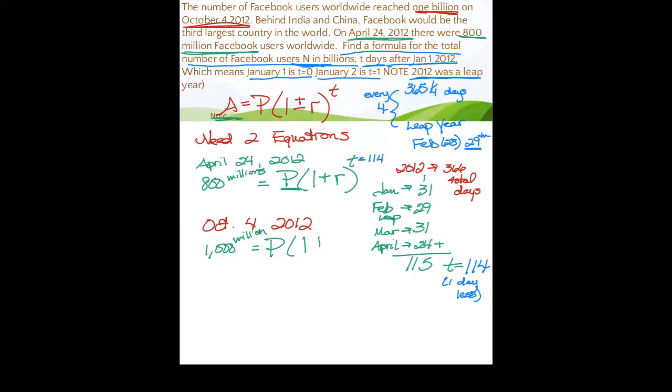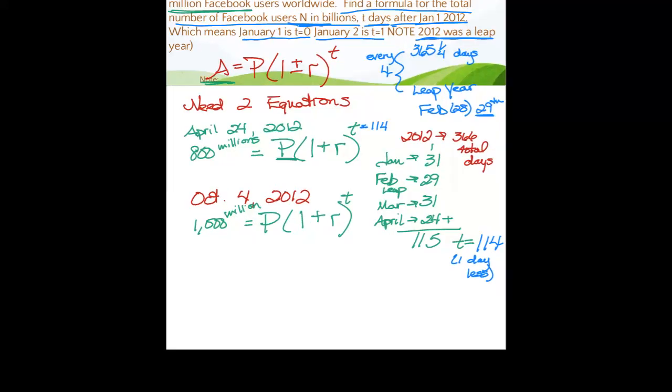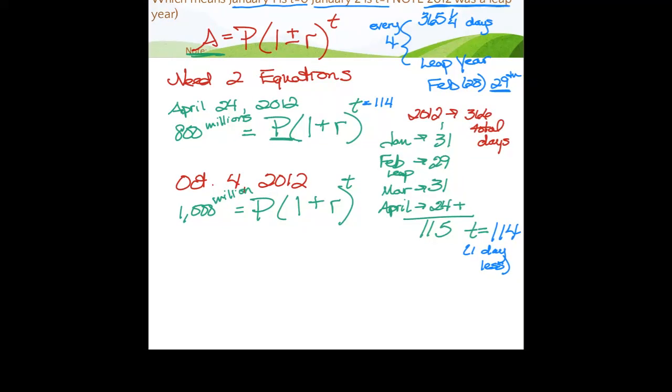Times the quantity 1 plus, did they give us a rate? No. So we still have to call that R. And we have to go to the T power. Now, does anybody know off the top of your head, what is T when we go up to October 4th? I don't know either. We have to add some more days in, right? So if we get to October 4th, up to this point at 115, I have only taken it to April 24th. How many days are in April?